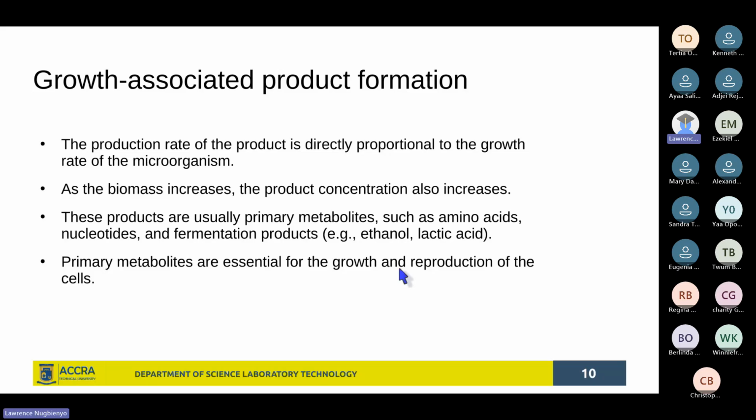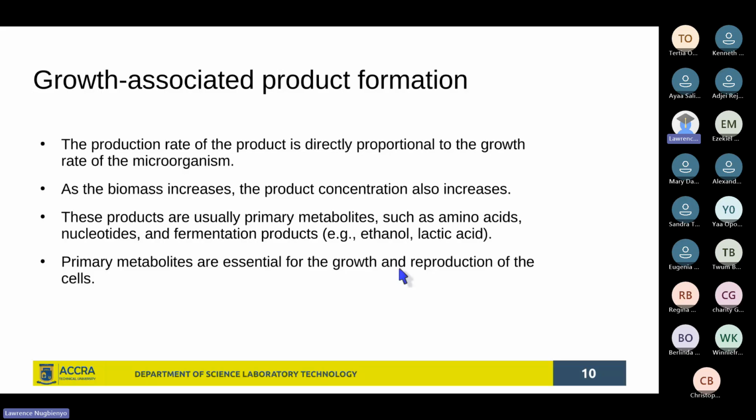You have a production rate of products which can be directly proportional to the growth rate of the microorganism, which means that you see the growth rate, which is the exponential stage of growth of the microorganism. If you look at that curve and compare it to the formation of product, you see that there's a proportionality, which is to say that when growth rate increases, the product formation also increases. So if you see that, then it means the product formation is directly proportional to the growth rate.